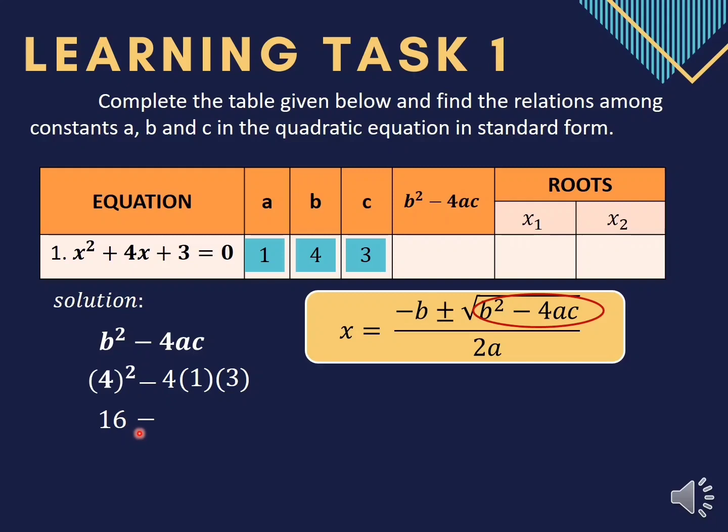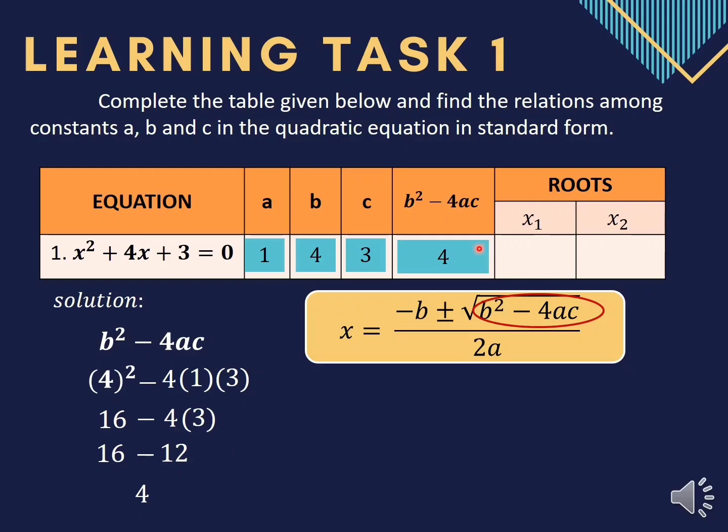Minus 4 times 1 is equal to 4 times 3. And then, we will simplify 4 times 3. So, let us just copy 16 minus, what is 4 times 3? Okay, that's it. We have 12. Now, 16 minus 12 is, very good, 4. So, meaning to say, the value of b squared minus 4ac when simplified is equal to 4. So that is what we will put here in the table.